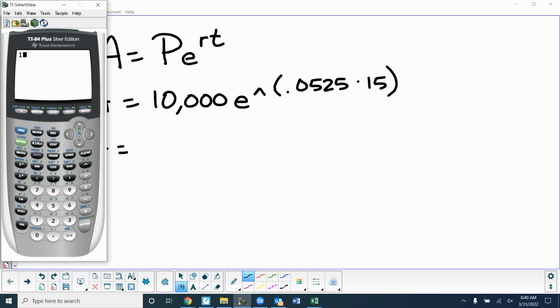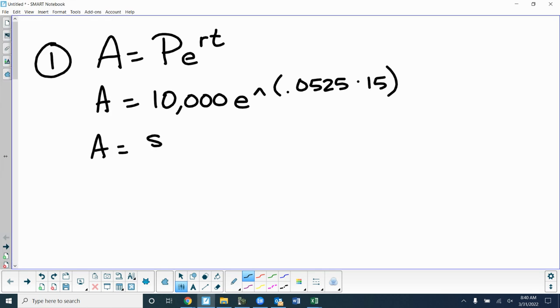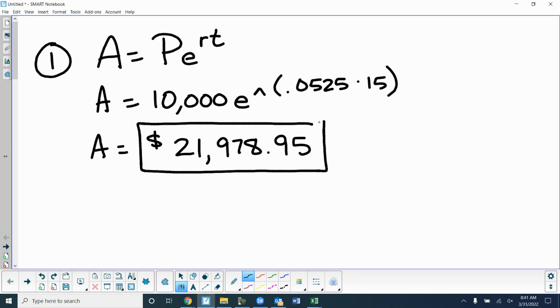We go to 10,000. Second natural log to get our E, and then 0.0525 times 15. Close it up, and we get $21,978.95. Always go to the nearest cent when you're doing the money problems. Any questions?